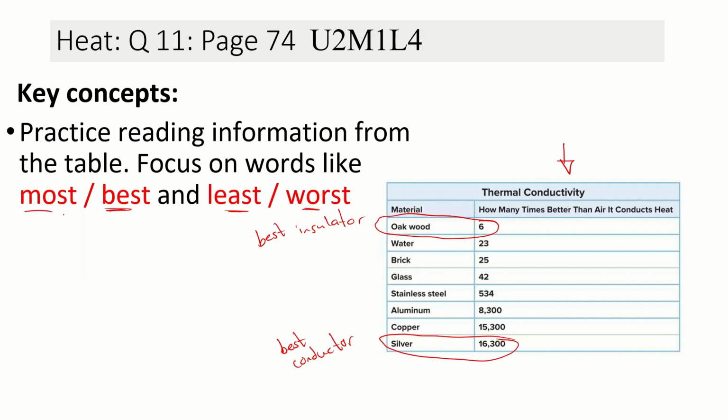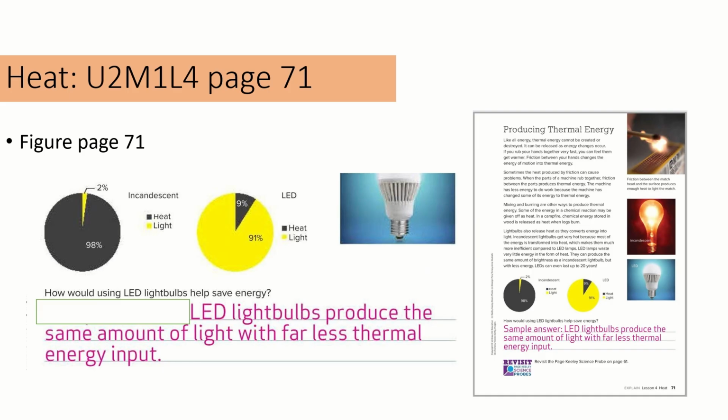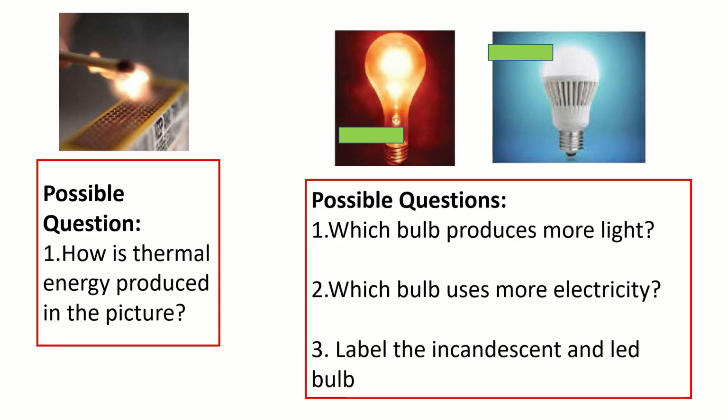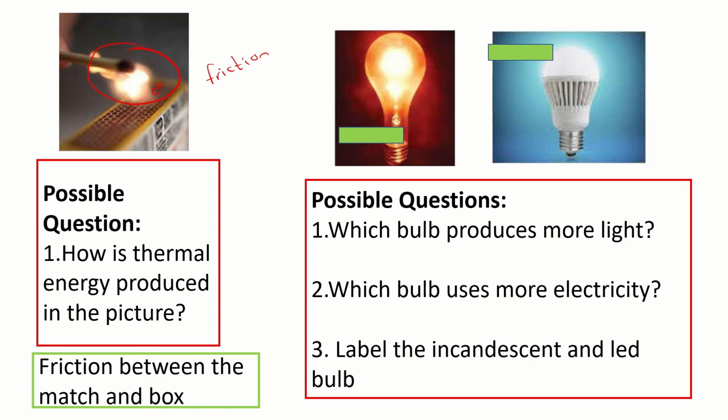Okay, so remember that it will be a multiple choice question. As long as you understand the concept, you should be able to answer it. On page 71, you will be asked questions about the picture. So again, like I said, I don't know which picture you will be given a question about, so you should understand every image. This picture is showing us how thermal energy is made by friction. Friction is when two objects rub together and they go in opposite directions. So friction between the match and the box causes thermal energy to be made.